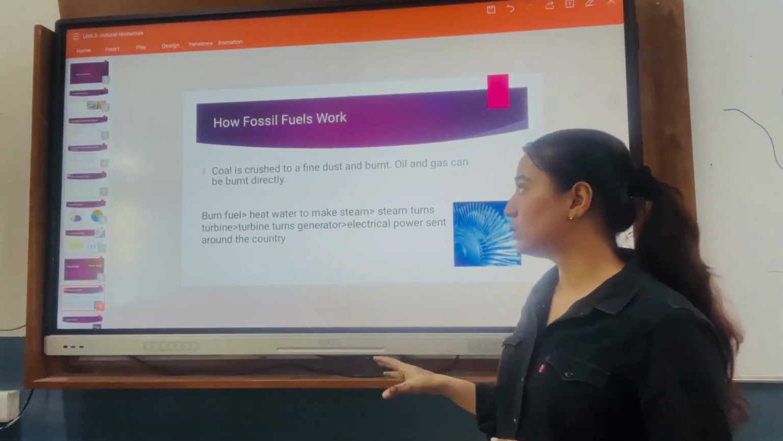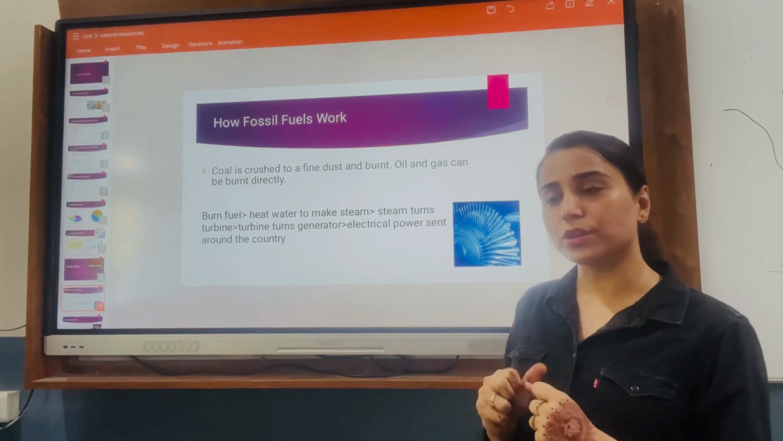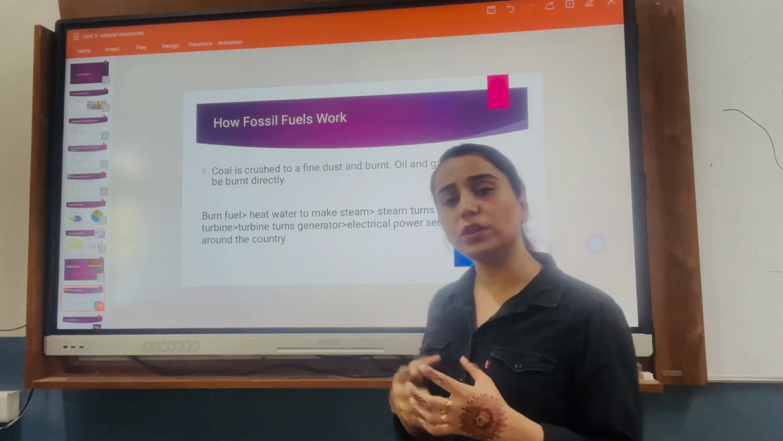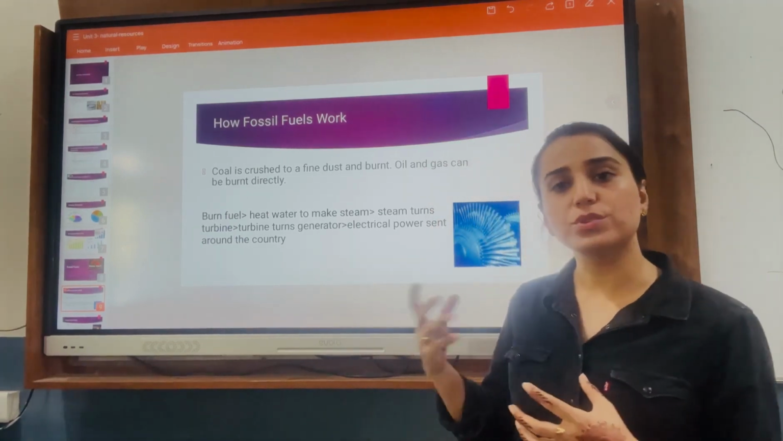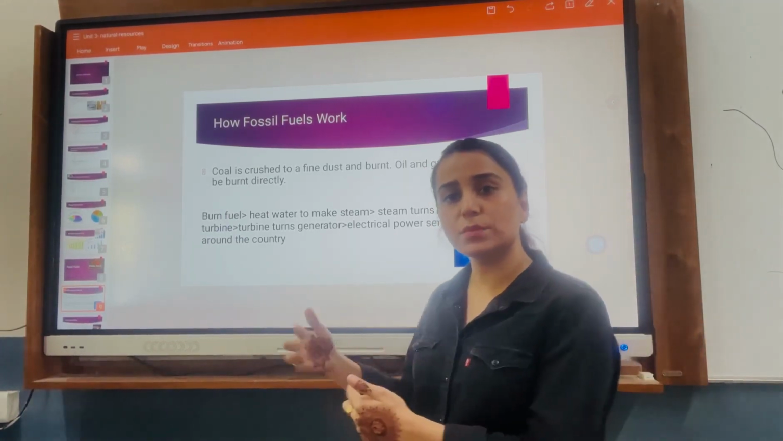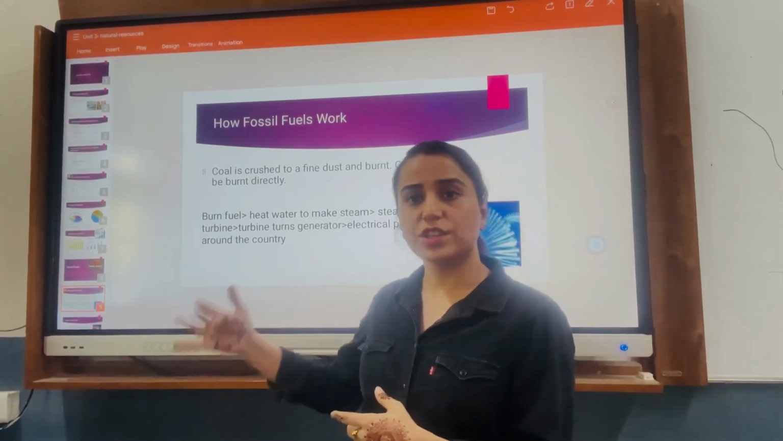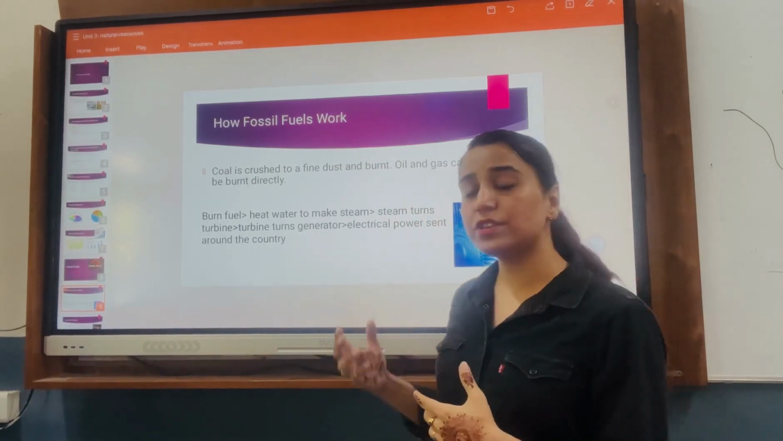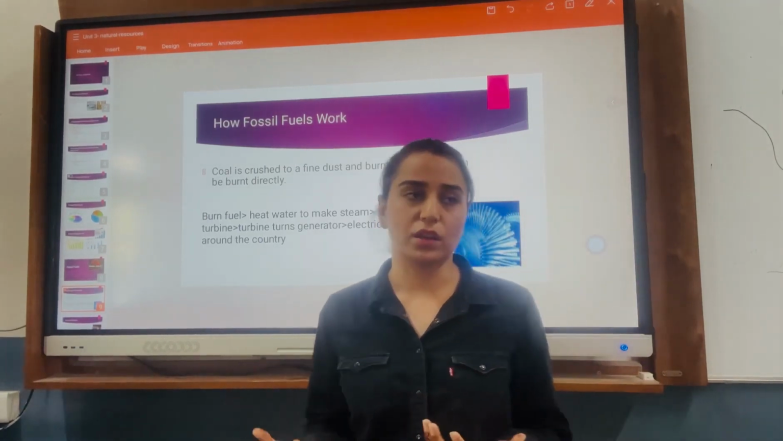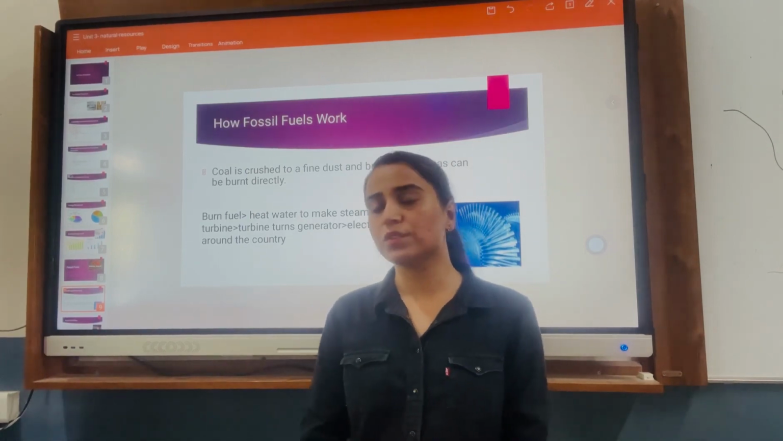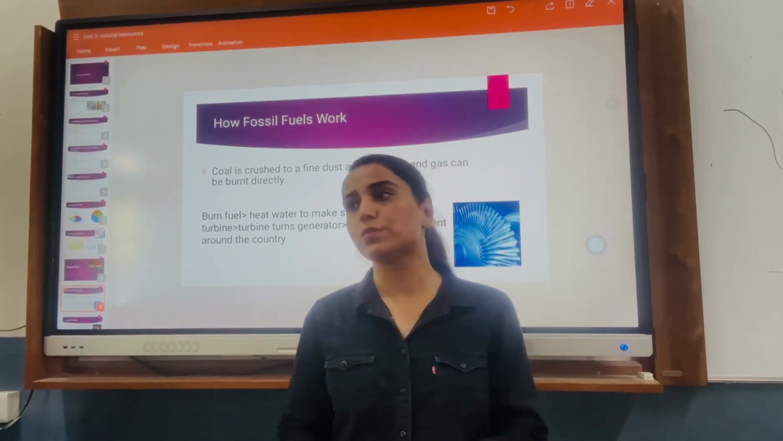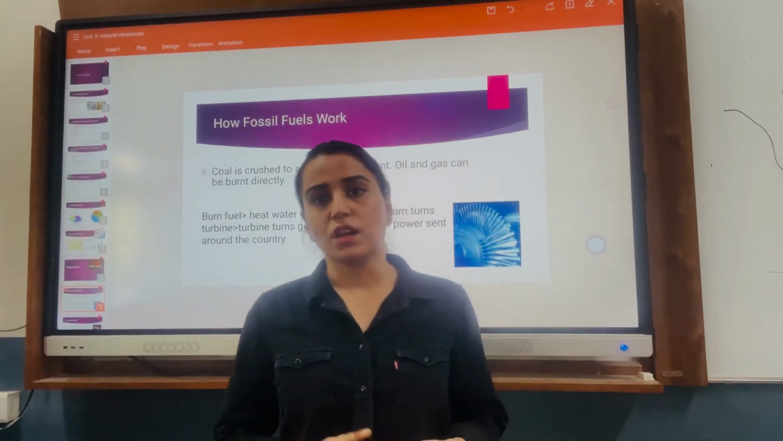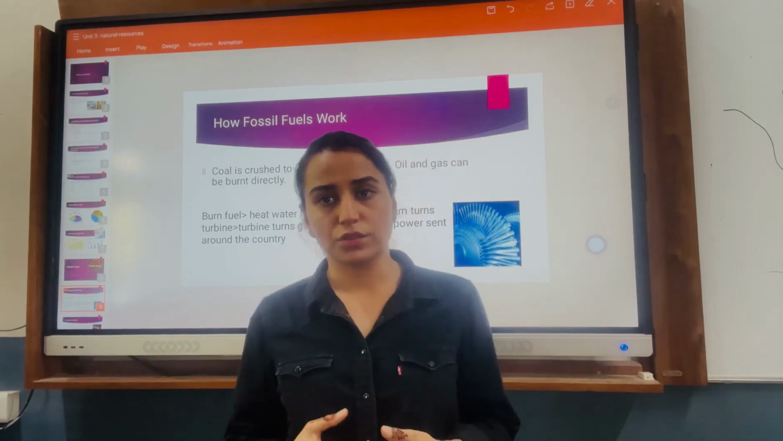How do fossil fuels work? Coal is crushed into fine powder and that powder is burned. Through that burning, the water is heated and converted into steam. That steam will rotate turbines, turbines will rotate generators, and the generator will produce electricity. This electricity is utilized throughout the world, and this is one of the most conventional fuels that we utilize. Most of our power production, most of our machineries, most of our industries rely on this fuel to generate power.